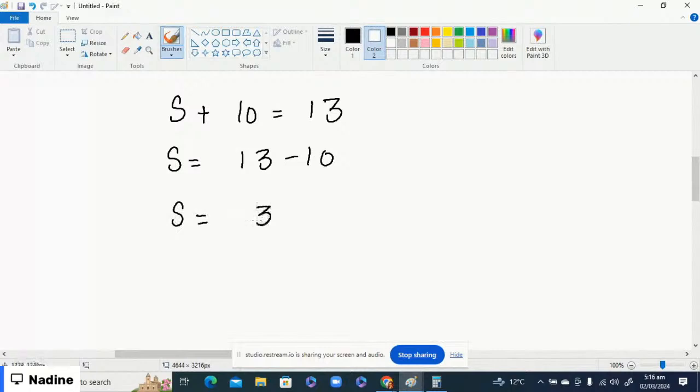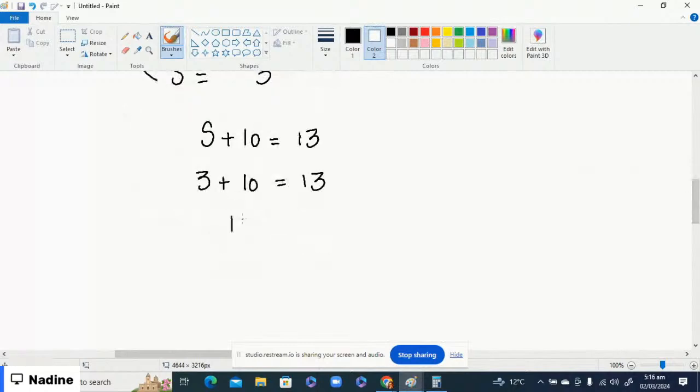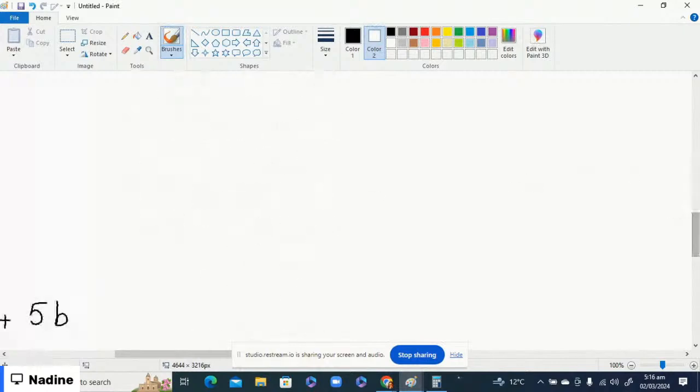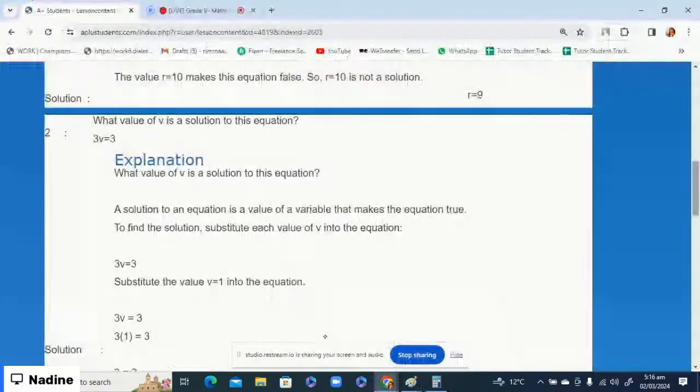Now putting this 3 in the equation from the first one. Now s plus 10 is equal to 13. So in place of s, we are going to put 3 plus 10, which is equal to 13. Now 3 plus 10 is 13. That is equal to 13. Okay, so look at here. 10 is our answer. Let's do the next. Now we are going to choose the question from here.